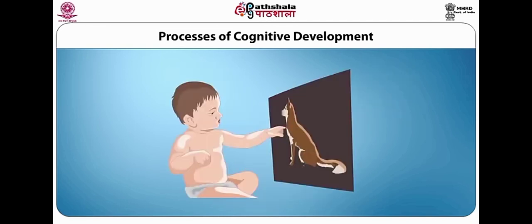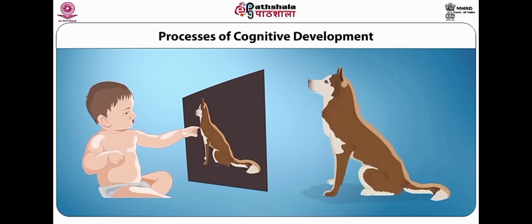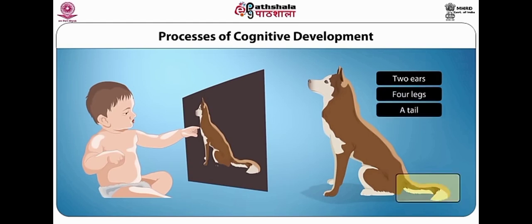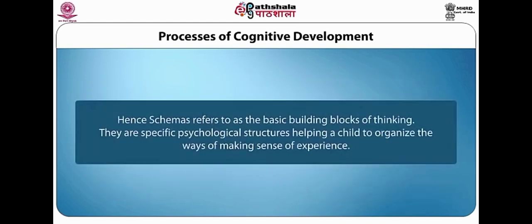The child starts constructing a schema about the dog from a picture book and comes to a conclusion that a dog has two ears, four legs and a tail. Hence, schemas refer to the basic building blocks of thinking. They are specific psychological structures helping a child to organize the ways of making sense of experience.